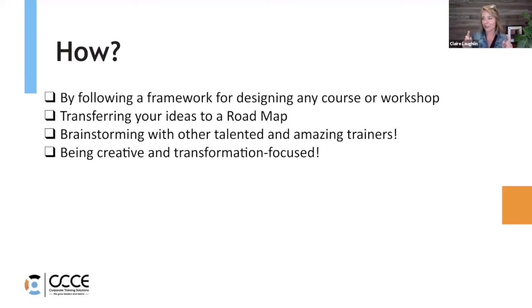So I don't know if you found it yet, but at the end of your workbook, there's this sort of 2-pager that I call the roadmap. And what I love to do is go through the design process and then summarize everything on that 2-page roadmap so that I have a high-level view of what I'm doing with the class, who these audience members are, what our transformation is, and what are the big building blocks that we're going to go through in the time we have. You're going to brainstorm with other talented and amazing trainers. We're going to mine all the genius in this workshop where there's so many people with so much experience, and we're going to bring all that together, and you're going to be creative and transformation focused. So that's our plan for today.